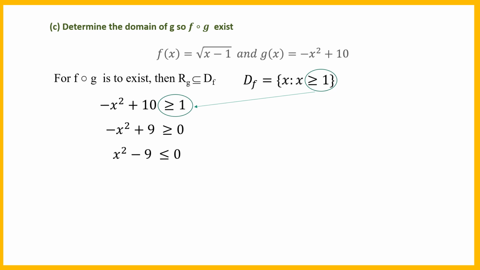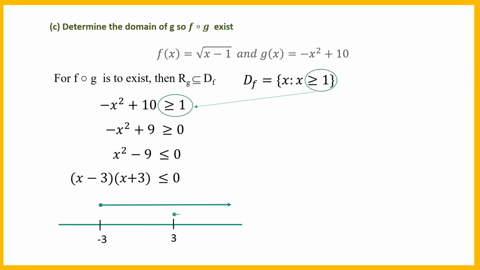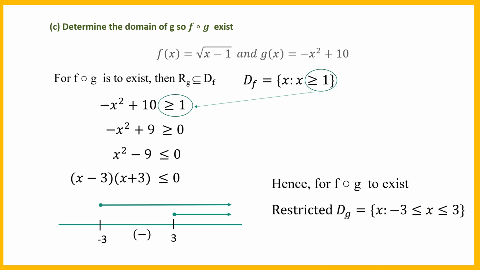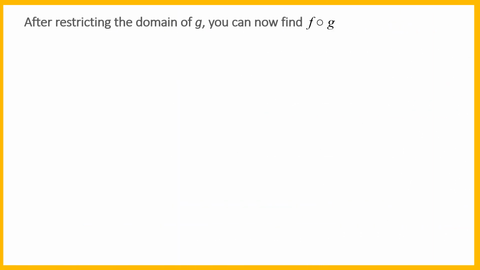Solving the quadratic inequality using the number line method, the range of values that satisfy the quadratic inequality is from -3 to 3 inclusive. Thus, the restricted domain of g is in the interval from -3 to 3 inclusive. This is what happens when the domain of g is restricted.